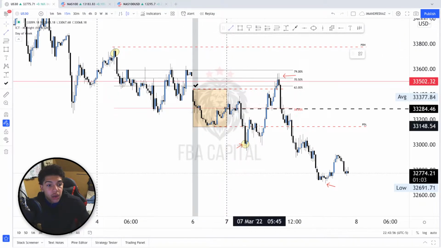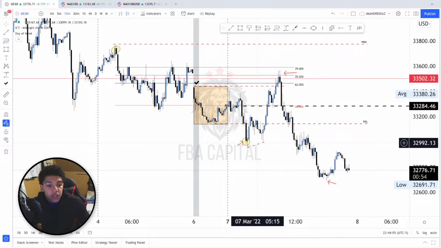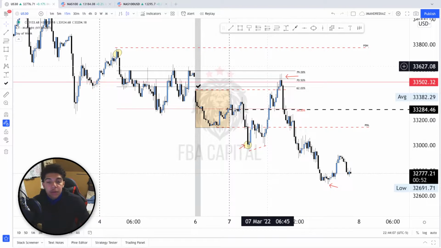Sell side liquidity. Now, where's the sell side liquidity? Right below these lows right here, and also below this low here, as you can see. But the main one is going to be this low, because for one, I'm gonna give you guys just a little tip.